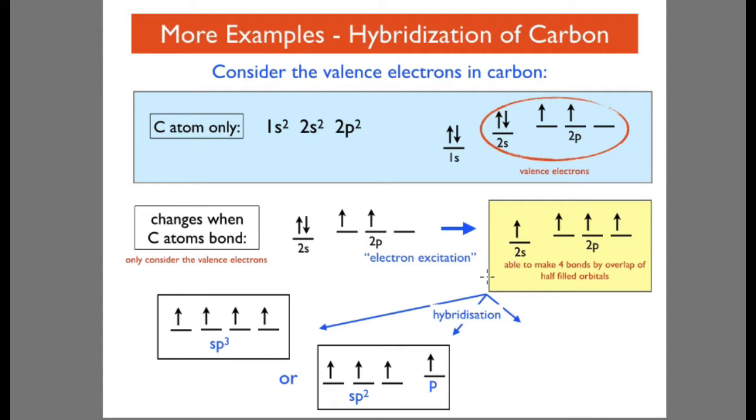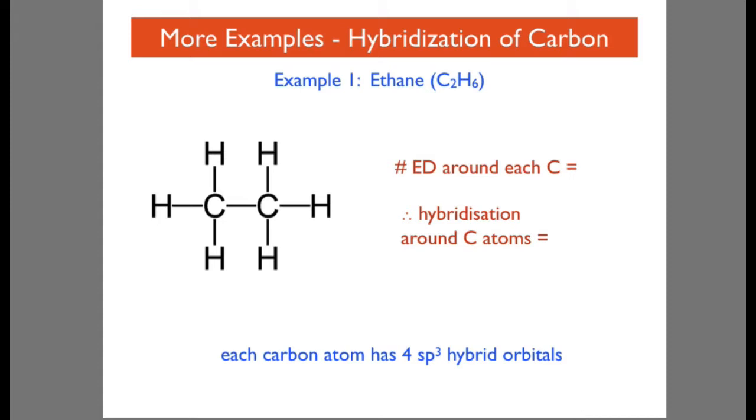Or you can get sp2 hybridization and would have 1 p orbital remaining, or you can have sp, which will have 2 p orbitals. Okay, so we've got the 2s, the 2p orbitals, and the 3 different possibilities for hybridization: sp3, sp2, and sp. Let's have a look at ethane.